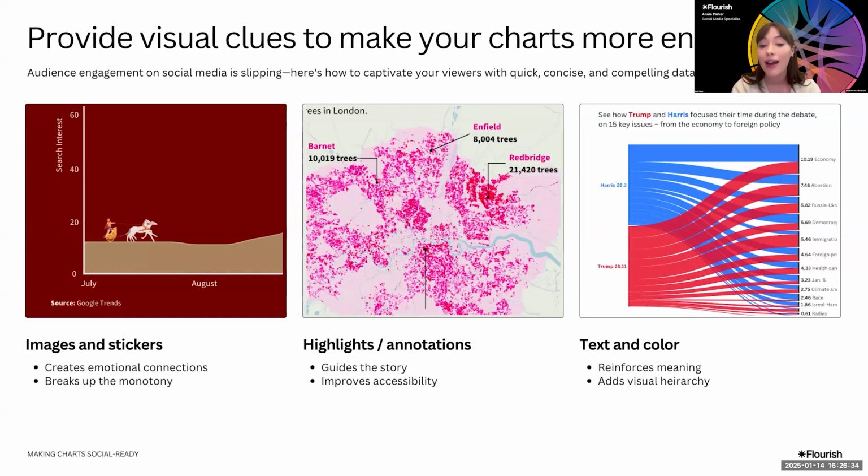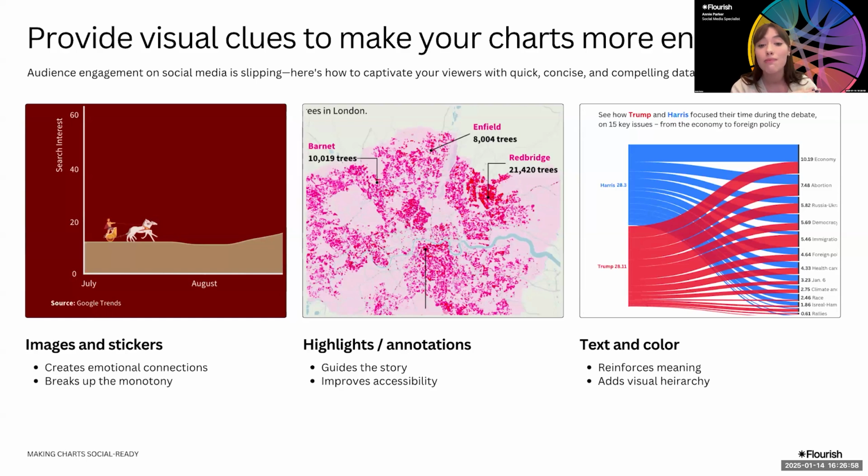You can also use highlights and annotations to help guide your story. These will draw attention to the most important insights, which will help your audience immediately grasp the key message without needing to give too much additional explanation. And again, they make your charts easier to understand at a glance, which is great for when you have audiences scrolling quickly on social media.